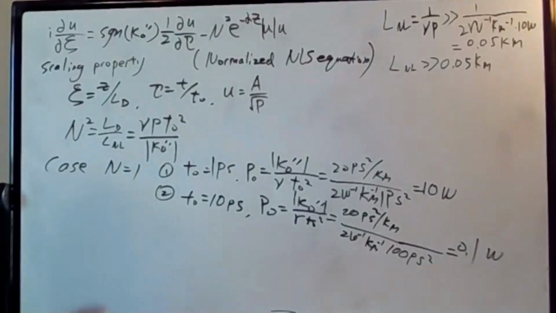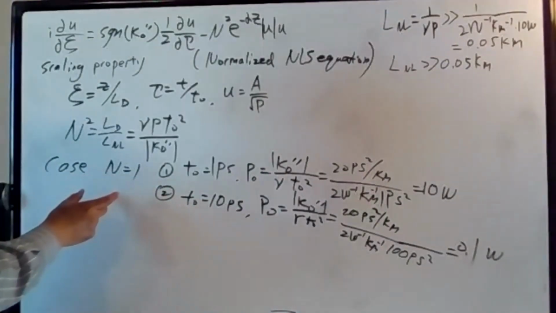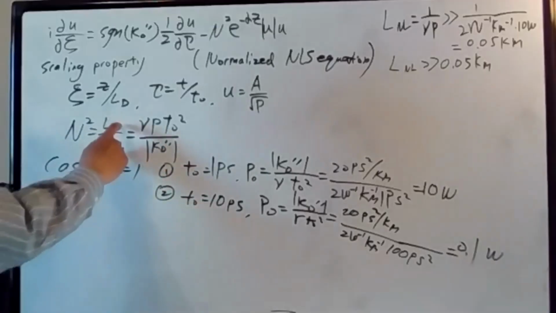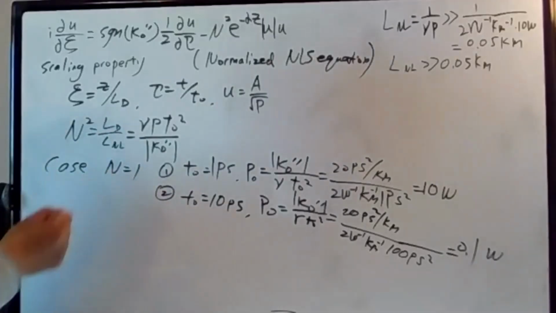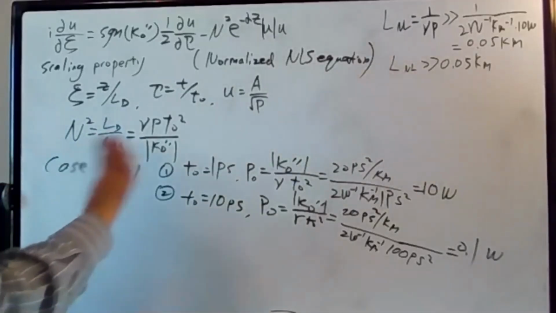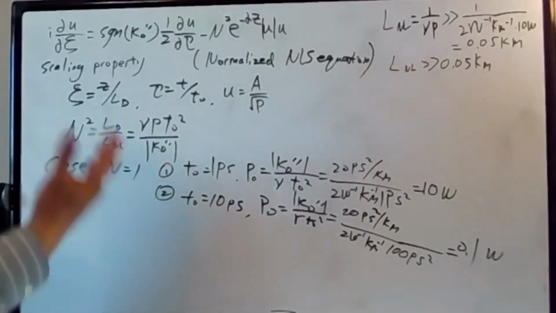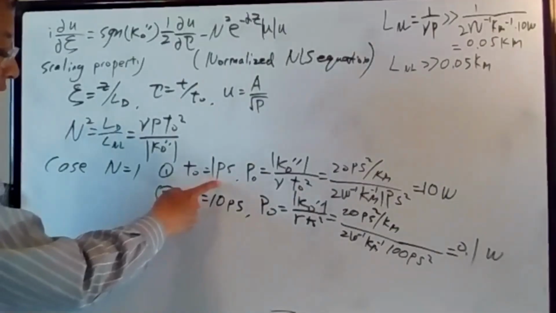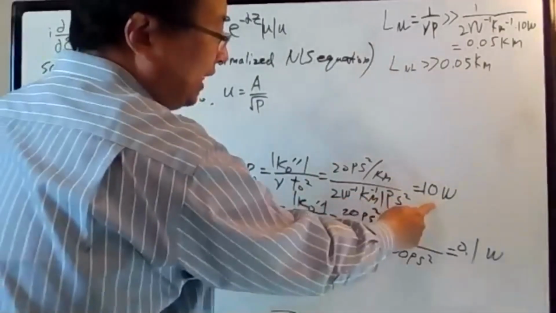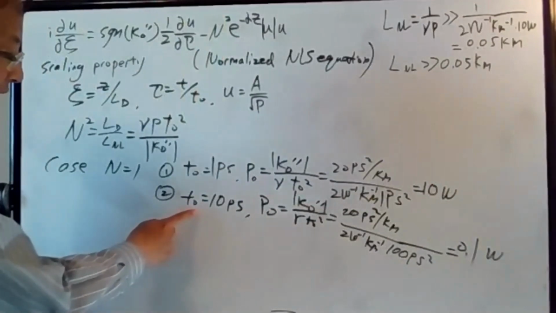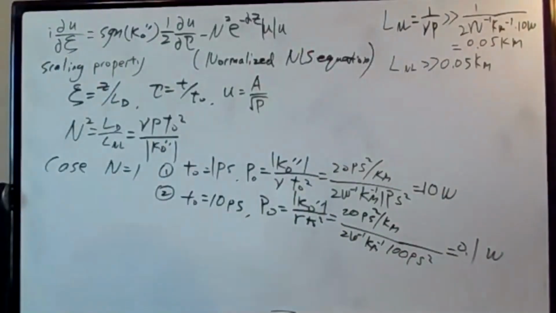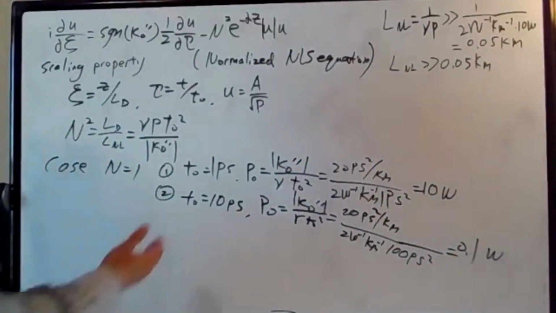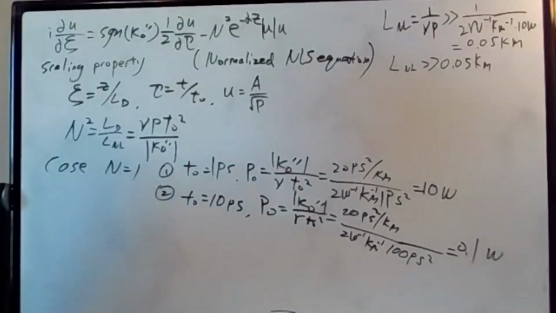Okay. So if I have n equals 0, that means the dispersion length and the nonlinear length are relatively the same scale. They play equally important roles. So if my T naught is 1 picosecond, my P naught will be something like 10 watt. However, if my T naught is 10 picosecond, then my pump power is 0.1 watt. It's the 0.1 watt, right?